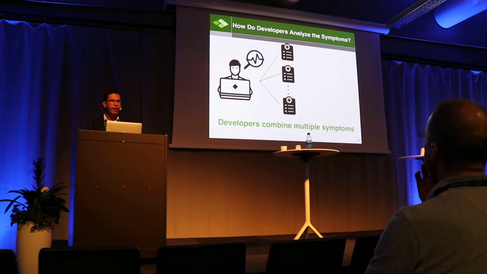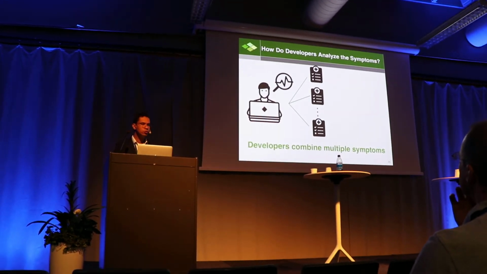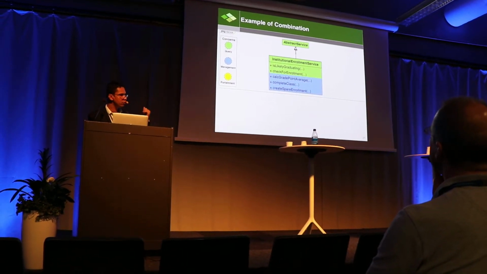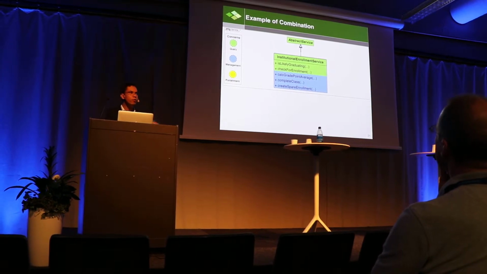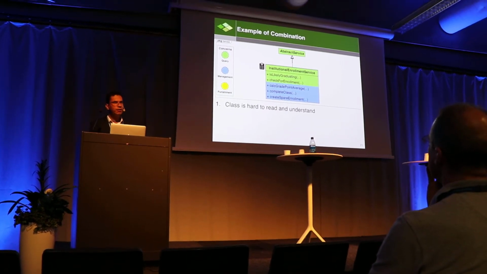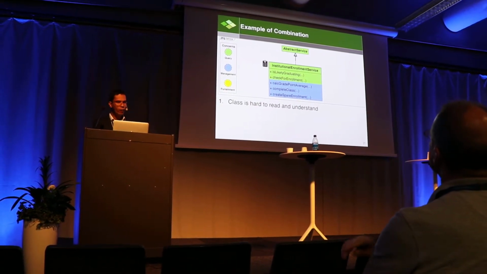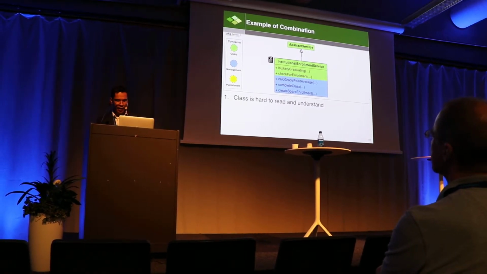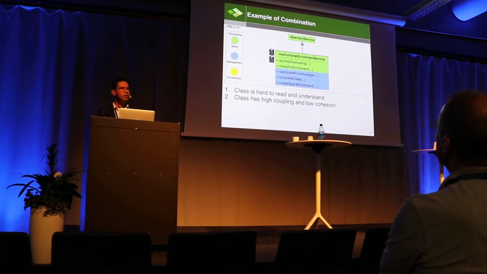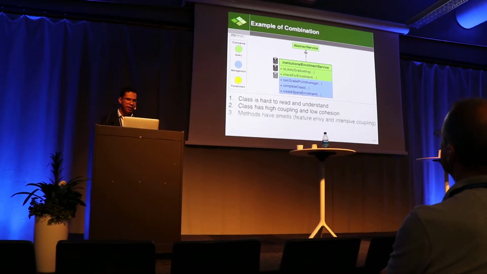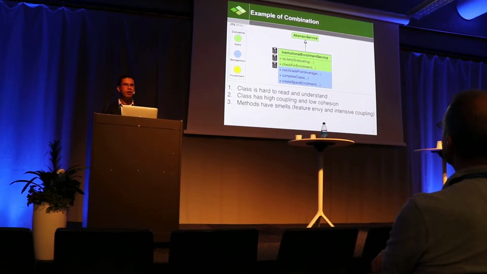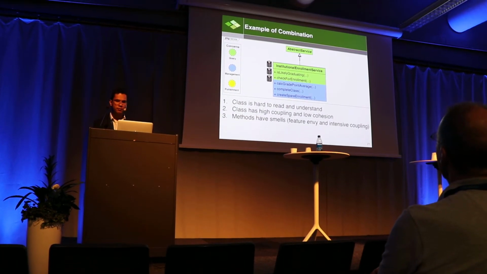Another interesting result that we had was, after developers selected these symptoms, how they analyze them. And we found that developers combine multiple symptoms to identify a design problem. And as an example of this combination, let's go back to that picture. Here, when the developer was analyzing this class, he noticed that the class was hard to read and to understand. And he decided to find the reason why it was hard to read and to understand. And he found that the class had high coupling and low cohesion. And when the developer analyzed the class, he noticed that some of the methods in the class had different types of code smells. For instance, feature envy and intensive coupling.